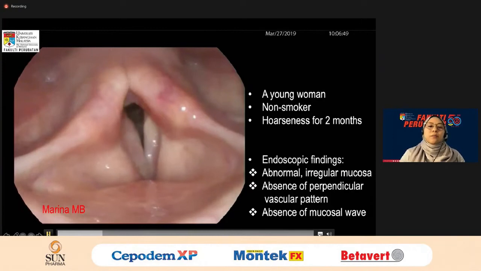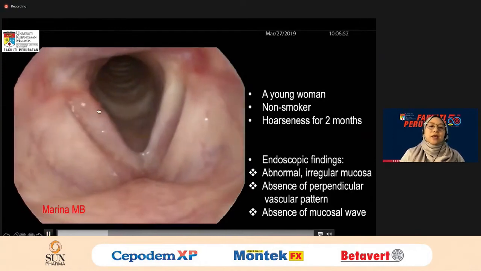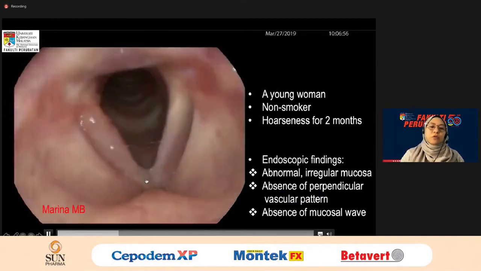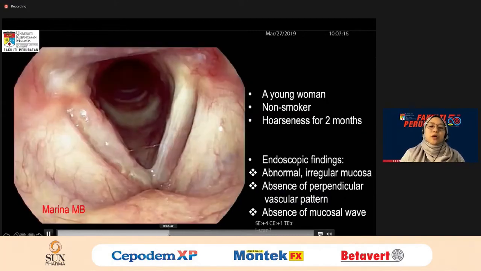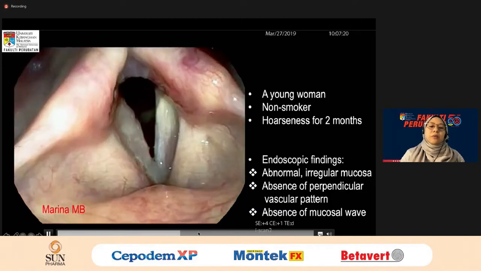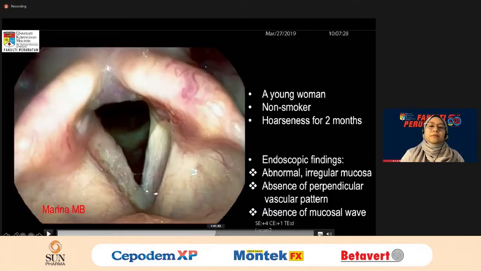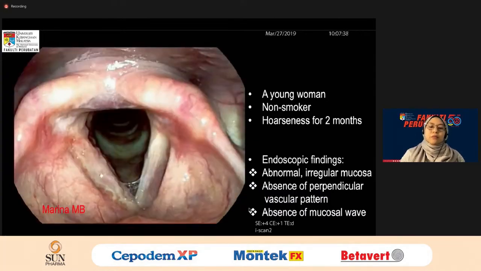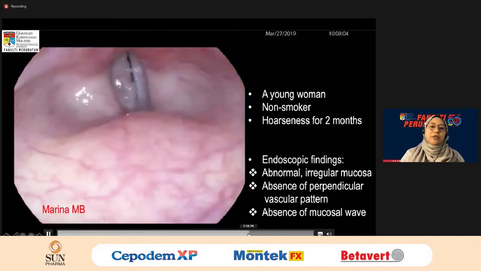And on the endoscopic findings, we can see that there is some irregular mucosa of the whole of the right vocal fold. And when we turn on the I-scan, we can see that the irregular mucosa becomes more apparent. This is on I-scan 2. And then we move on, turning on the I-scan 3.